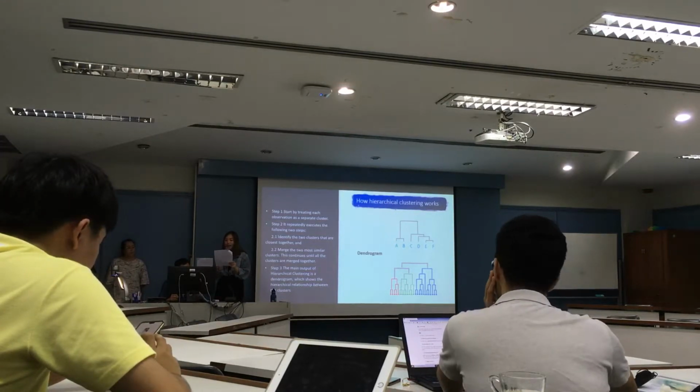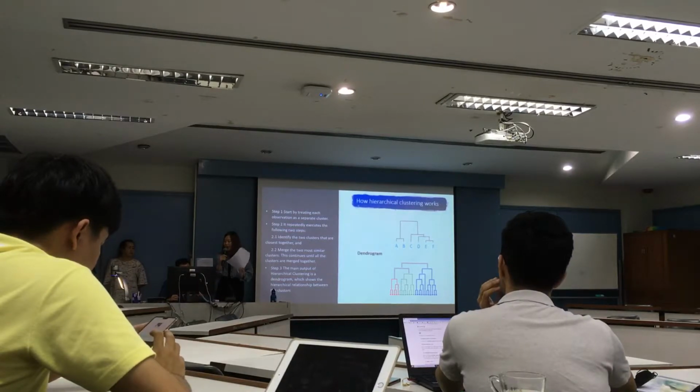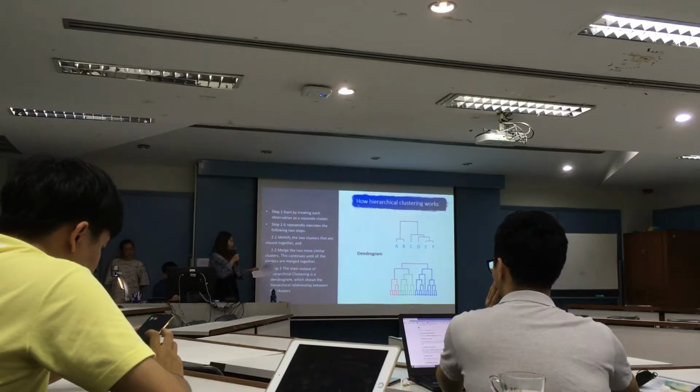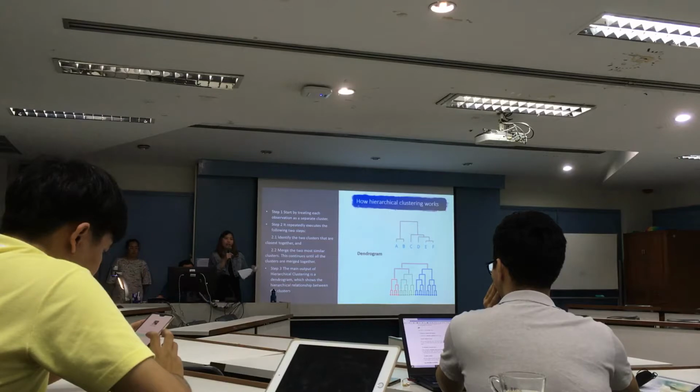And the third step is the main output of this technique, hierarchical clustering, which is a dendrogram. This is the graph. It's called the dendrogram, and it shows how close or similar the data are to each other.